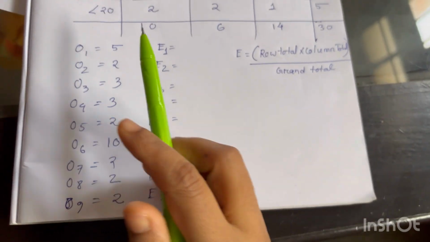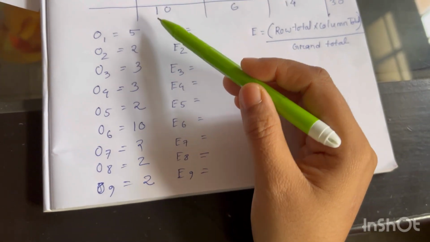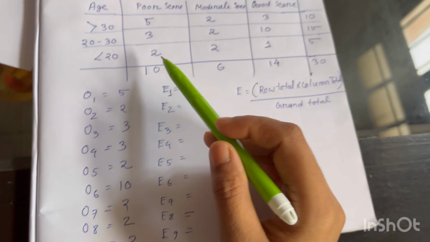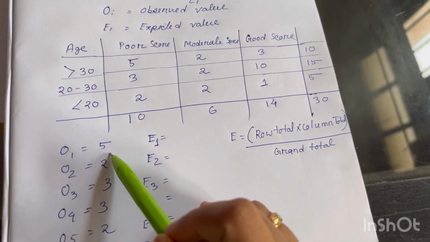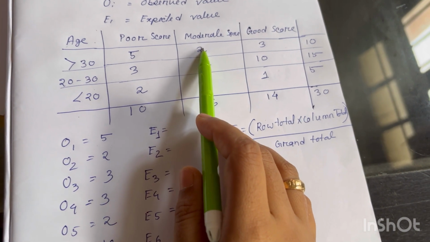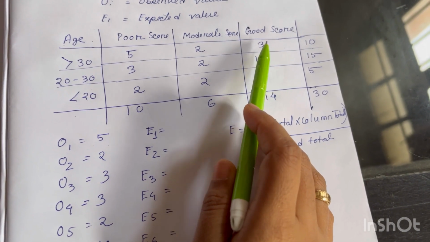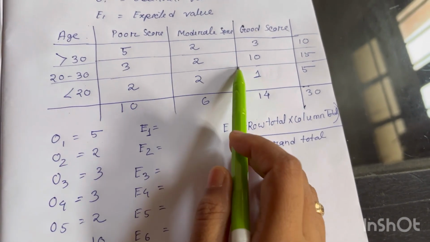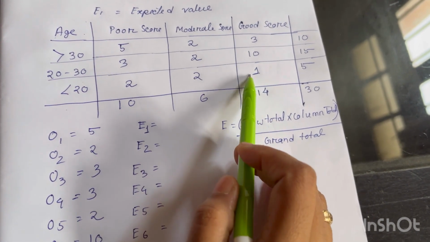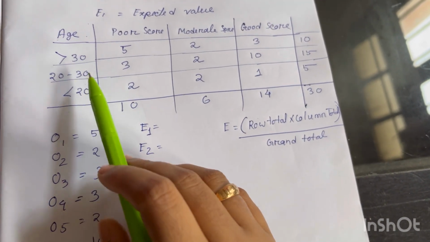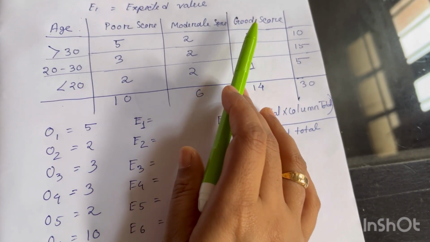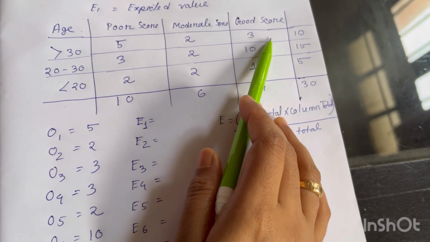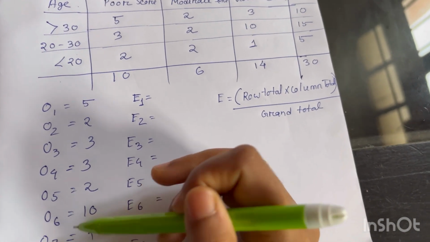First, we'll write the observed frequencies one by one. This is the first observed frequency, that is 5. This is the second observed frequency, this is the third. When we collected the data, we saw these frequencies in these categories of age, which have poor knowledge, moderate knowledge, and good knowledge. So these are our observed categories.